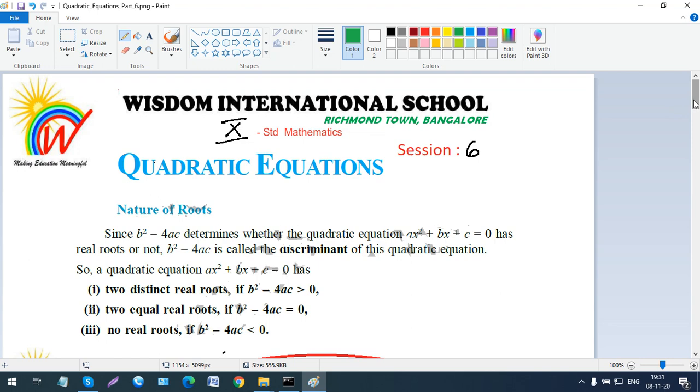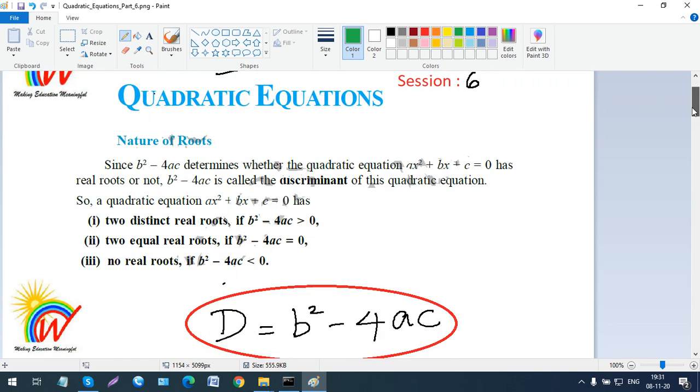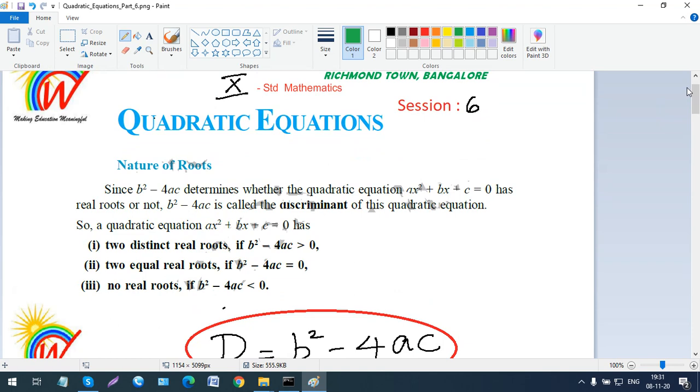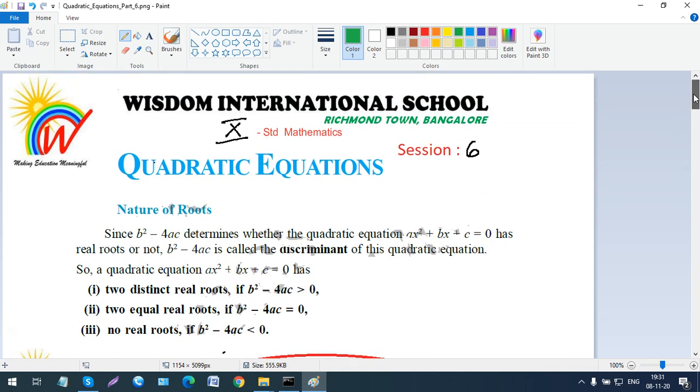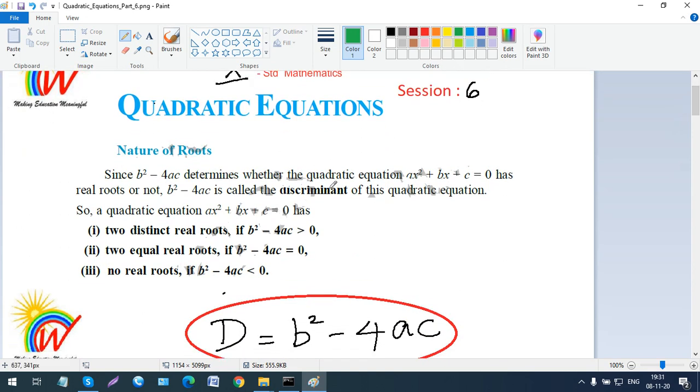So we'll continue with the quadratic equation chapter. We have almost come to the end of it. So children, we have learned how to find the roots using different methods, right? I think we learned two methods to find the roots of a quadratic equation. Now we are going to see what kind of roots the ones we have found are. Okay, that is the nature of roots.